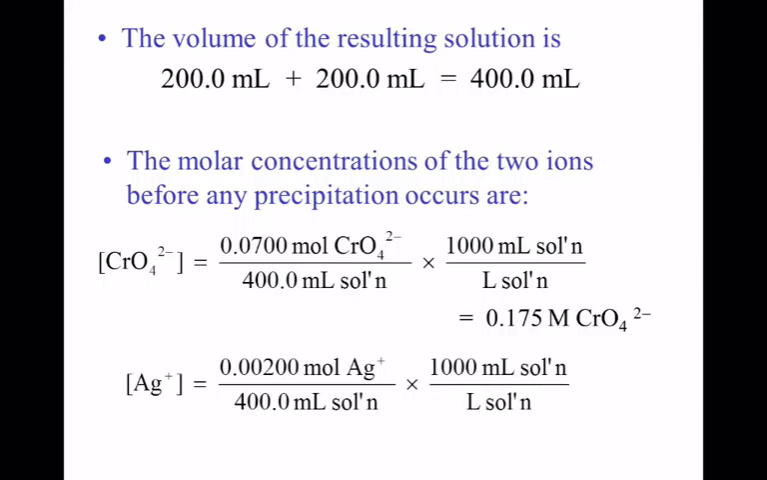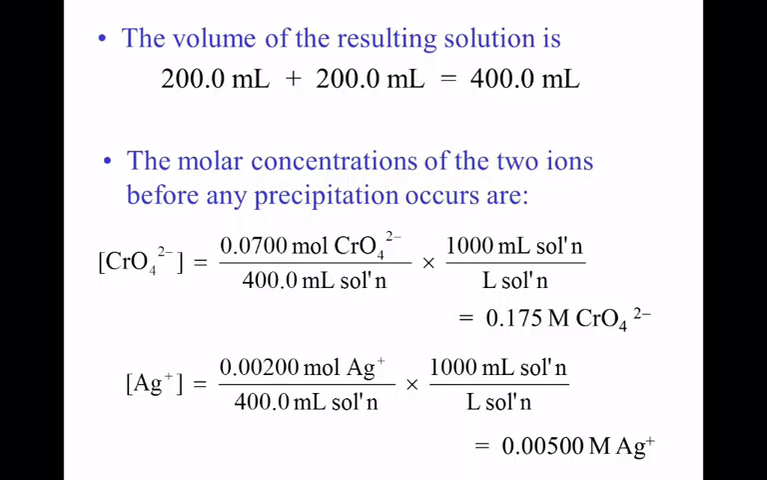And then for the silver ion, we're going to do similarly. We came up with 0.00200 moles of Ag+, divided by the volume of 400.0 milliliters of solution. And then we need to introduce a second term, 1,000 milliliters over 1 liter, to get milliliters to cancel, leaving us with units of liters in the denominator. 3 sig figs, that's our second number, 0.00500 molar Ag+. So we're close.